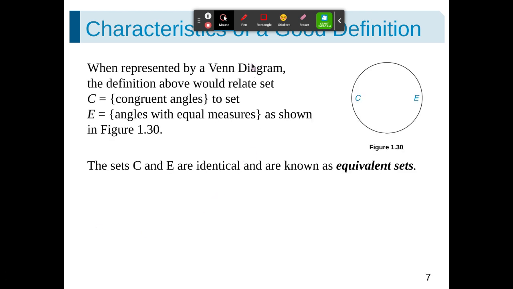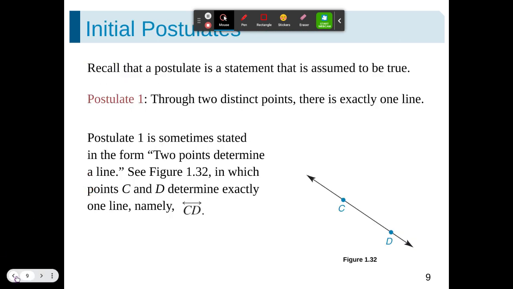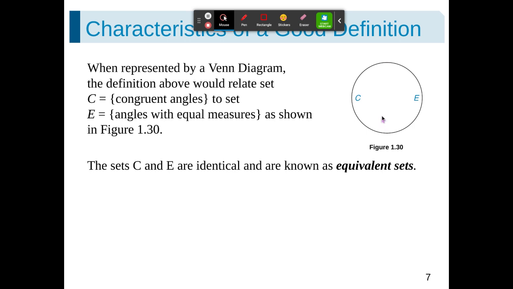Taking a look at more characteristics of a good definition. When we represent a Venn diagram, the definition above would relate to a set. Our set C would consist of all congruent angles, and set E is angles with equal measure. In this case, we see set E and set C are identical, or called equivalent sets. They're equivalent sets because congruent angles and angles of equal measure, by definition, are exactly the same.